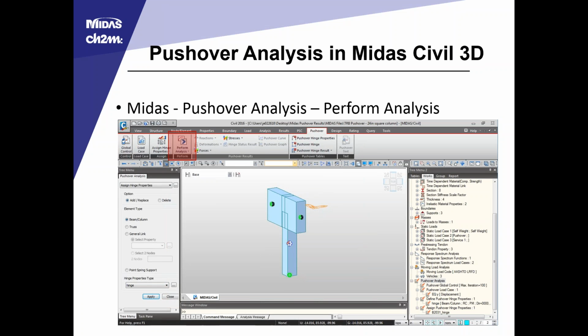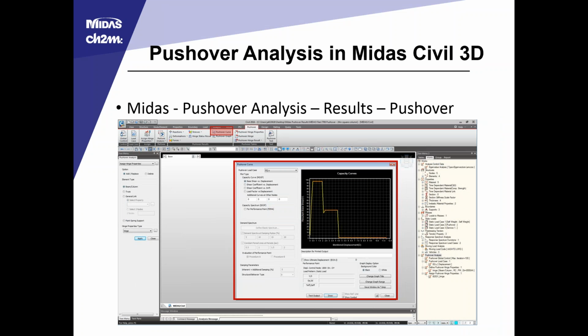Once everything is input properly, we can hit the Perform Analysis button. Once the analysis has been performed, the initial check is to go to the pushover curve and take a look at the base shear versus the displacement. And that's where all 50 points that I had selected earlier are showing there in red on the yellow line, all the way up to that 12-inch displacement.